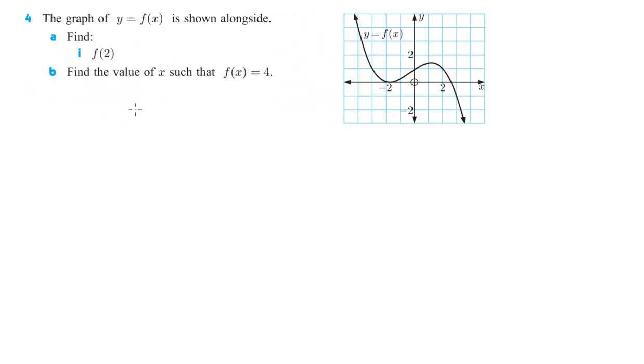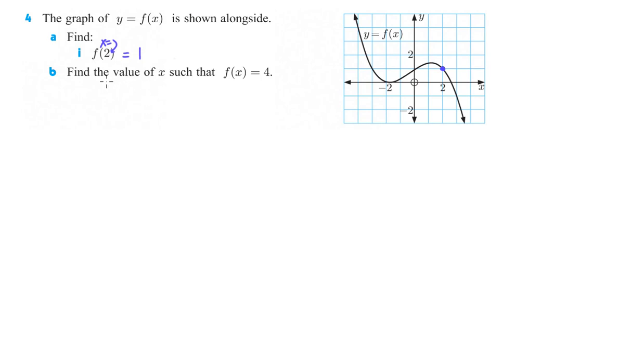Number 4, the graph of y equals f of x is shown alongside. Find f of 2. So basically for f of 2, since you have the graph, all you want to do, this is the function of x. So that means we want to know when x equals 2. So x equals 2 right here. So we go up to the graph right there. So f of 2 is going to equal 1.